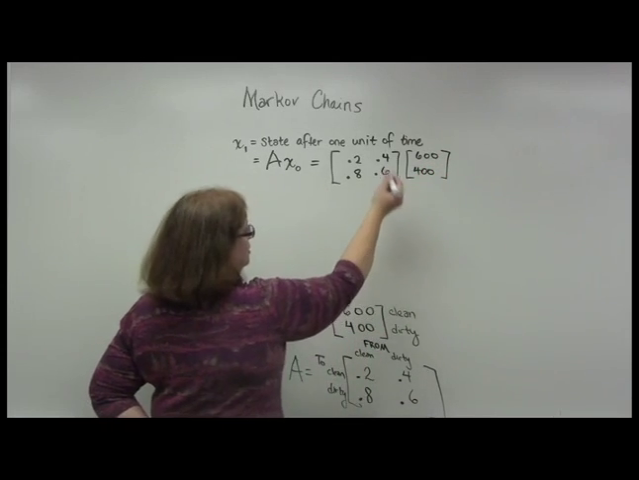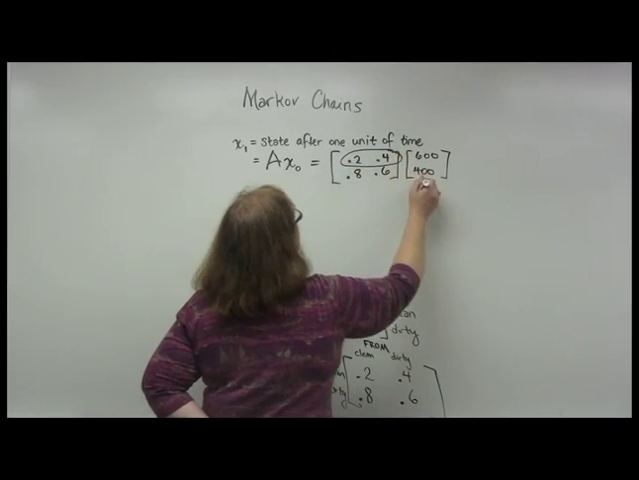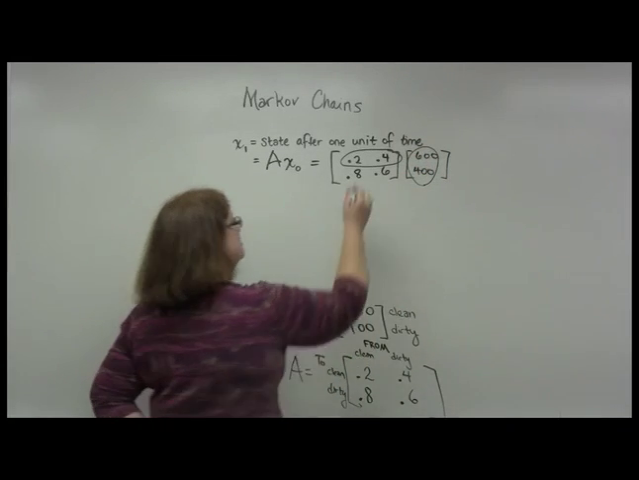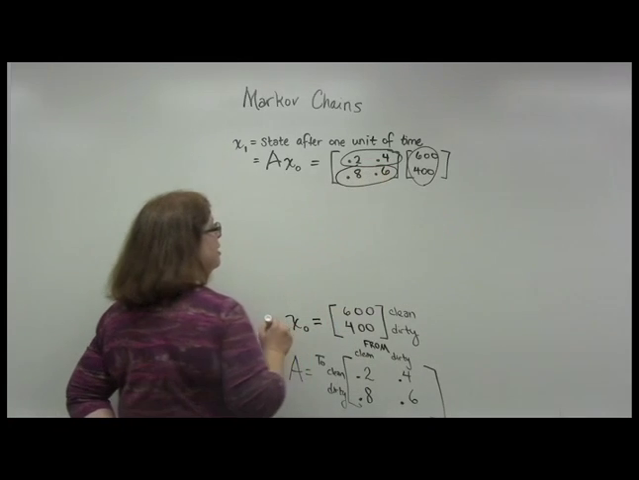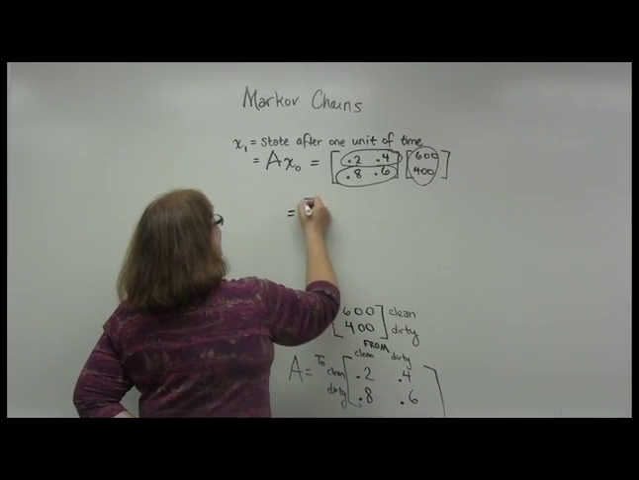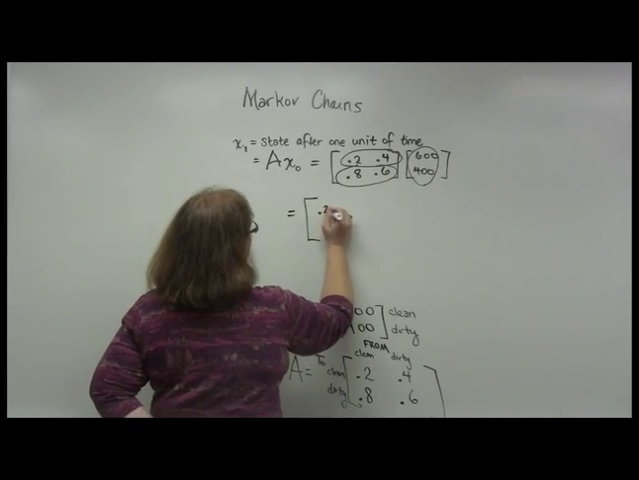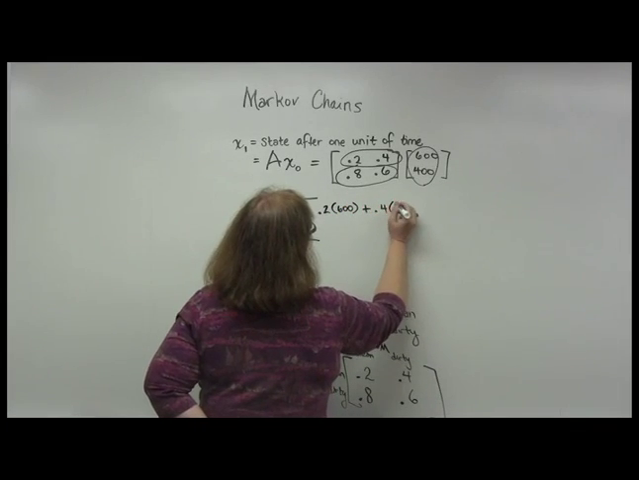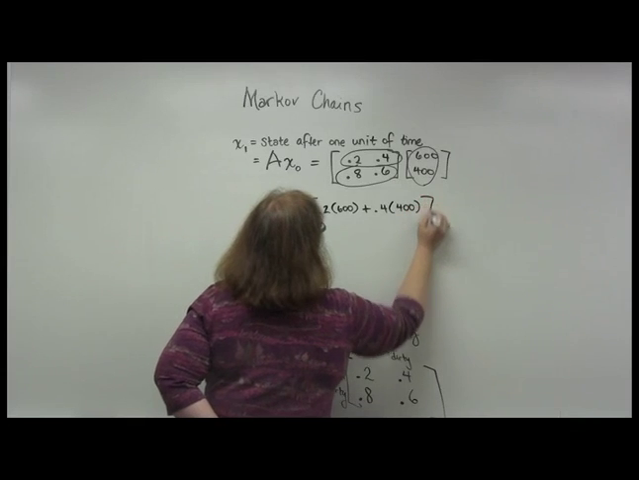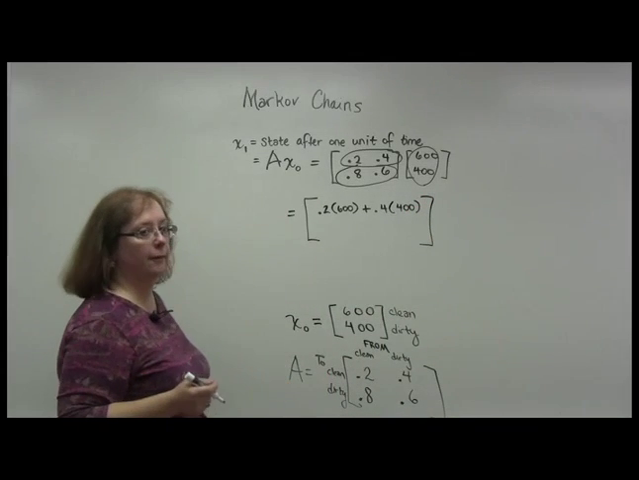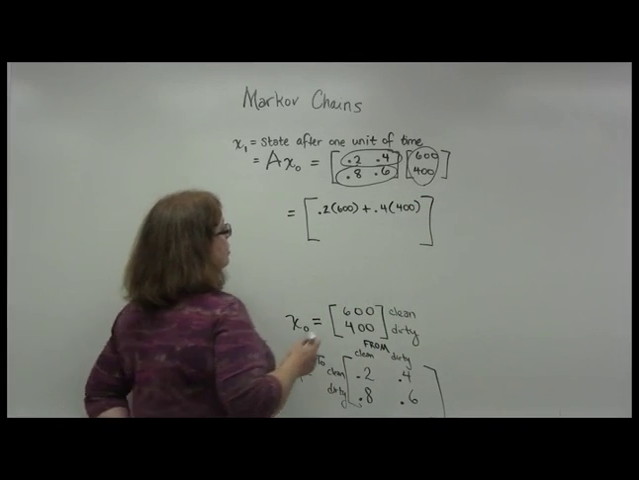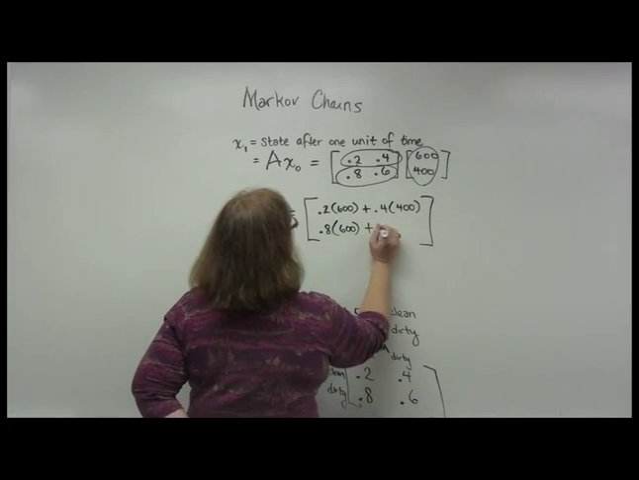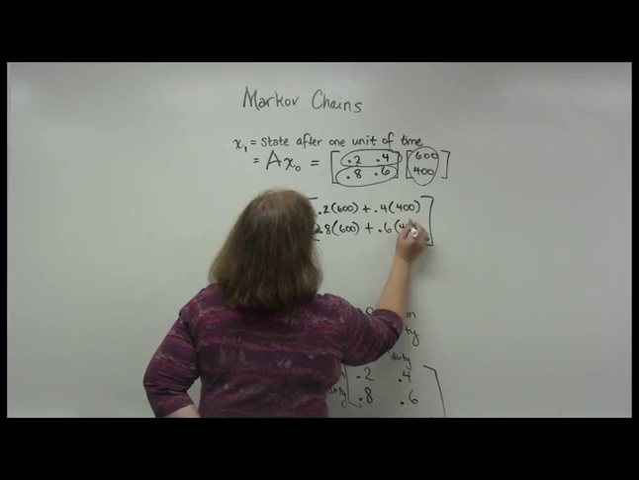Now if you remember, when you multiply matrices, you do a row times a column. Maybe you don't need to make the circles, but I do. It keeps me from making mistakes, so I'm not embarrassed about it. 0.2 times 600 plus 0.4 times 400. That's what's going to be in the top row. Then in the second row, I'm going to have 0.8 times 600 plus 0.6 times 400.